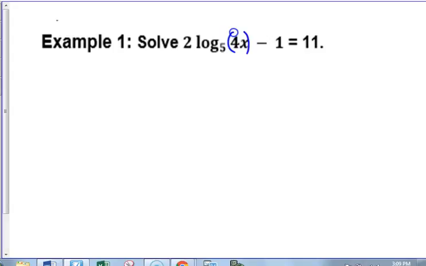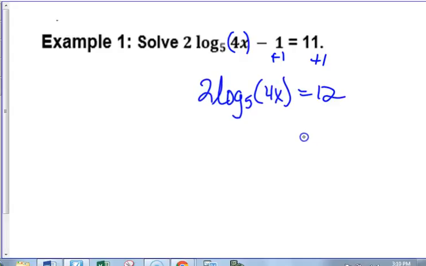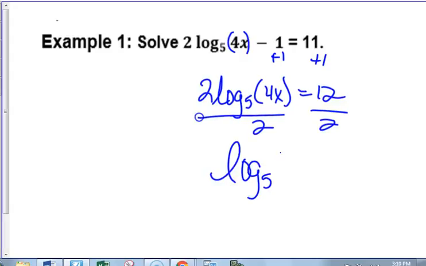You have this one worked out for you, so I'll go kind of quick, but what would we do first? Anybody tell me what I do first? Add 1. I think you definitely add 1 first. Then divide by 2. Now we have log base 5 of 4x equals 6. Okay, one log. You can either rewrite it or exponentiate.